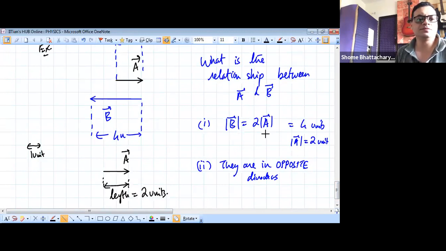It is double of A. And we can also see that A's arrow is pointing along the positive x direction. B's arrow is pointing along the negative x direction. That means they are in opposite directions. Okay, understood. So that is how we use arrows to represent vectors.